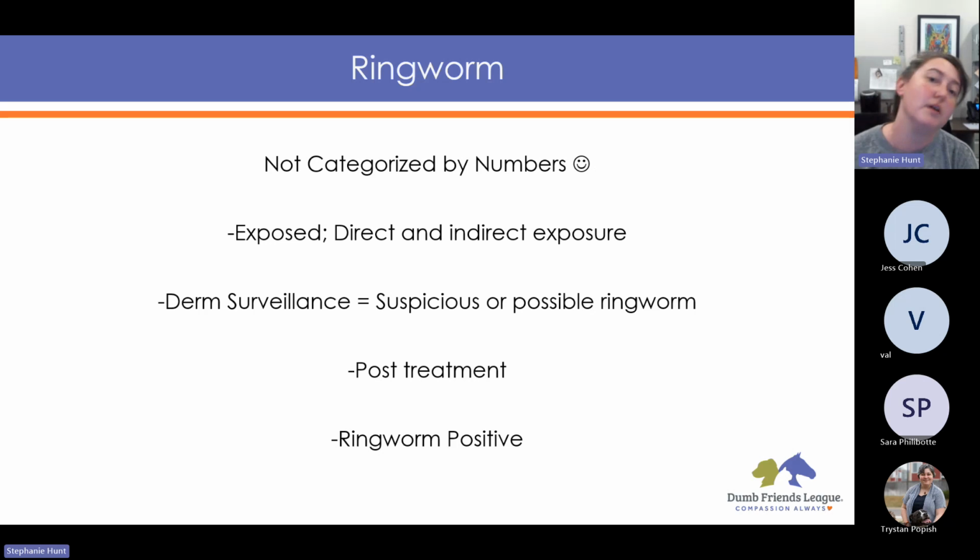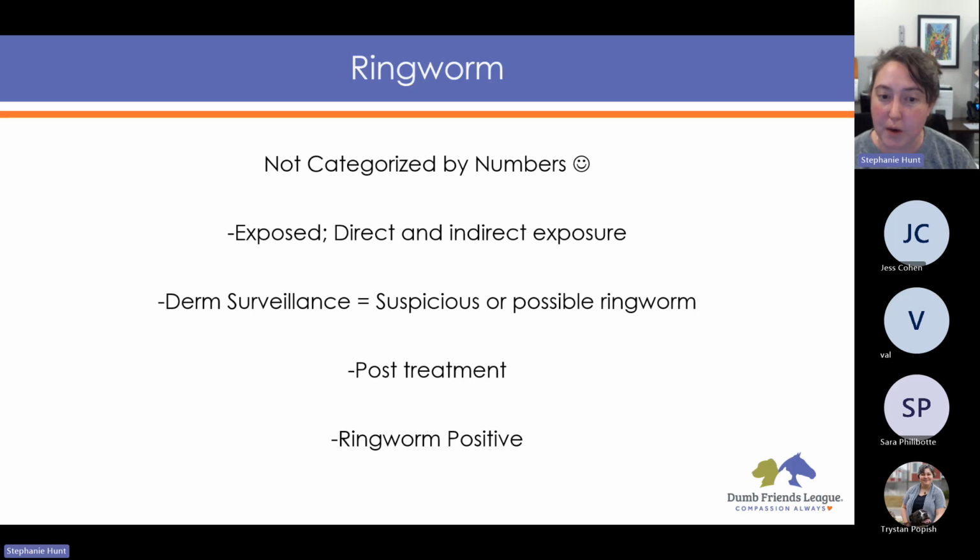So ringworm is not categorized in the same way that upper respiratory infections or conjunctivitis is. There are some frequently used terms that I think are helpful to understand when you're looking at ringworm or dealing with ringworm. So what you're going to hear is ringworm exposed. This can be a direct exposure or it can be an indirect exposure. You might hear derm surveillance, and that means that they're either suspicious for ringworm, they might have it, they might not, so we're quarantining them to confirm if they have ringworm or not.